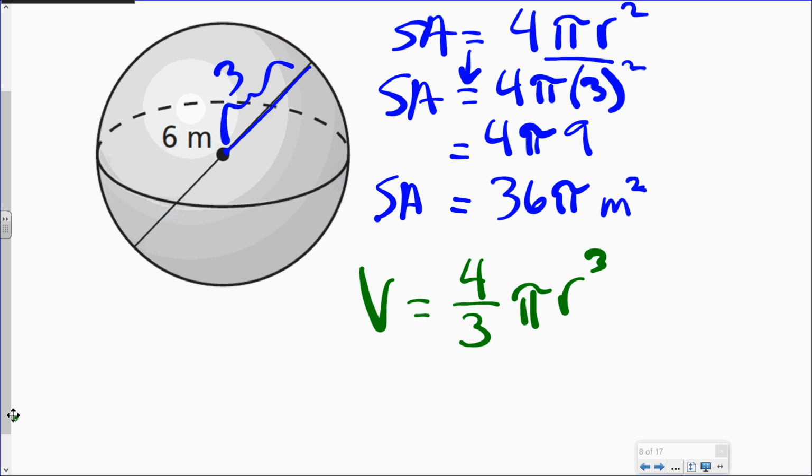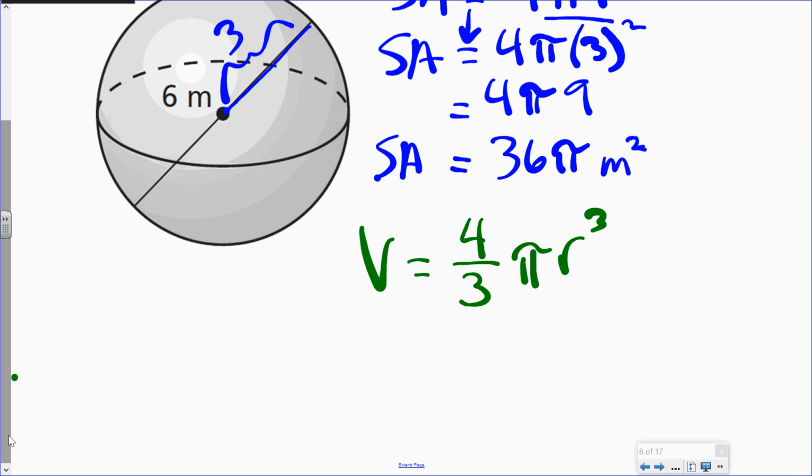Are you with me? Come on. Are you with me? Nice. Watch this. We don't have to run away to mommy or hug teddy bears because we see fractions anymore, because we know how to deal with fractions. Watch this. 4/3 pi. Radius in this case again is 3, but I'm cubing that puppy to the 3rd power this time.